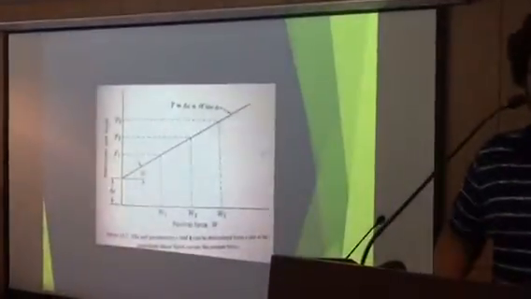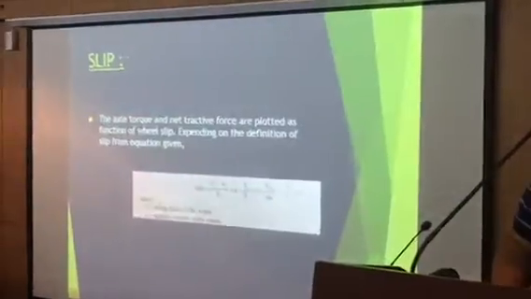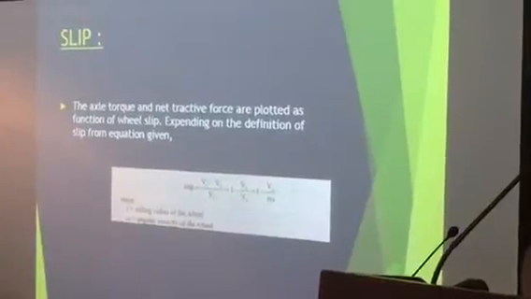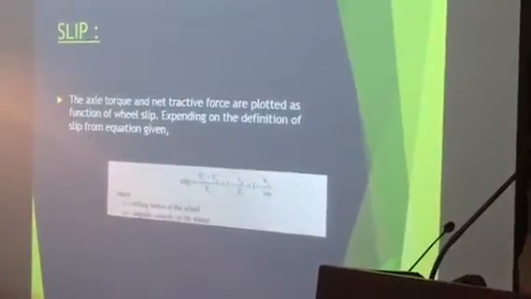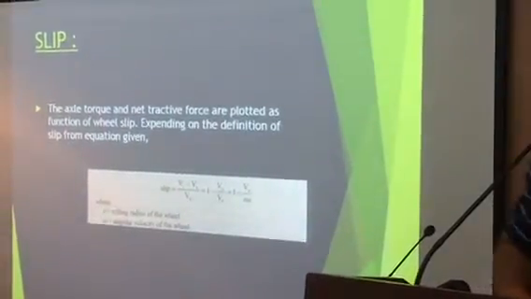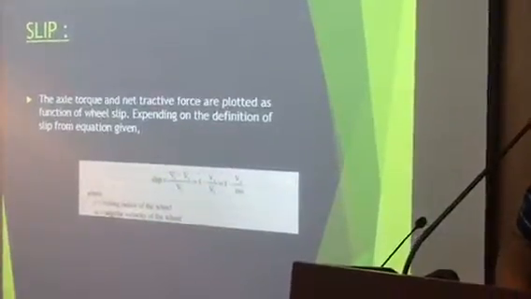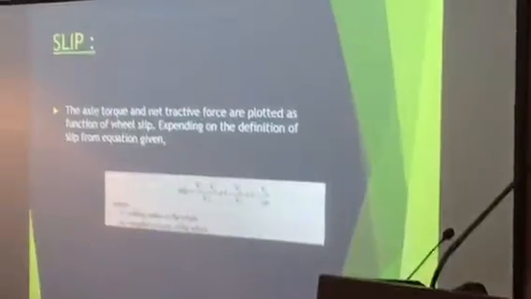And this is the graph which indicates the maximum pull force as a function of slip, and the tan phi of the slip is directly proportional to it. And this is the definition for the slip. The axle torque and the net tractive force are plotted as a function of the wheel slip, expanding on the definition of the slip for the given equation, and the same equation is given.